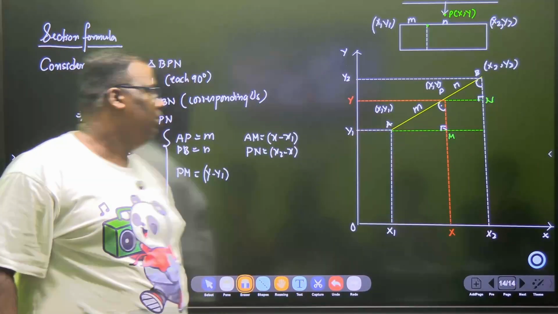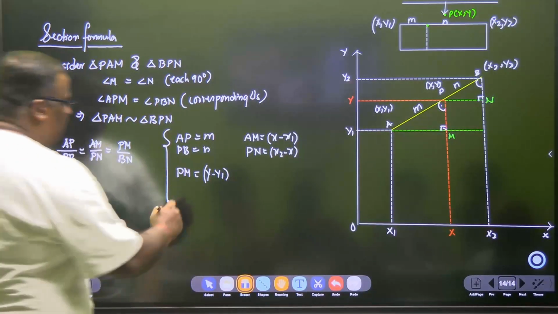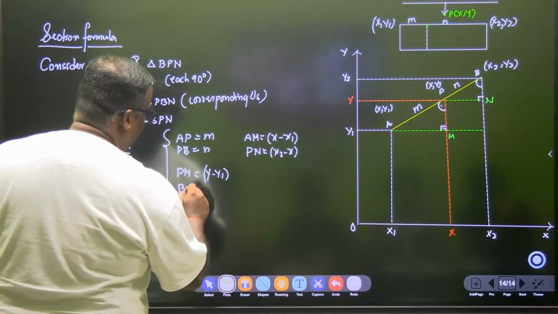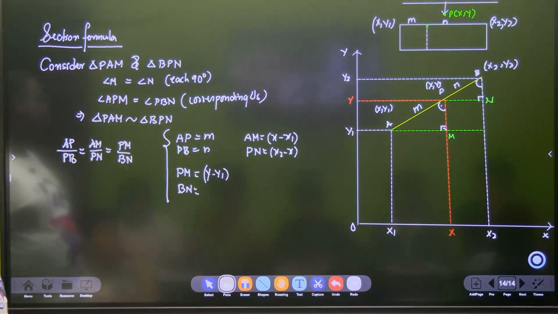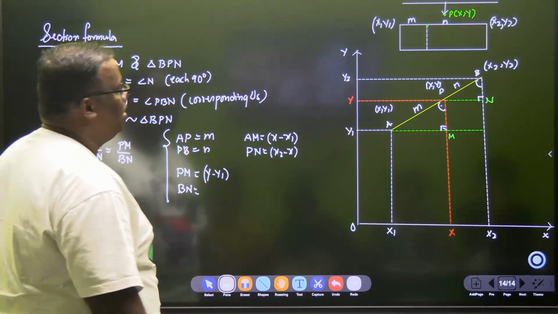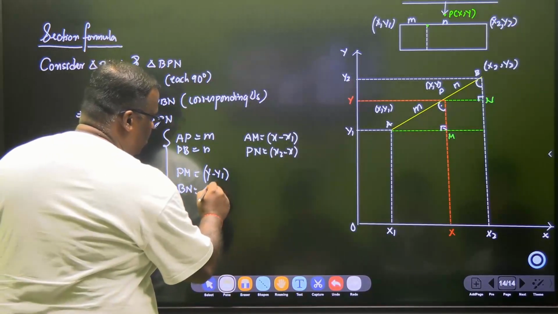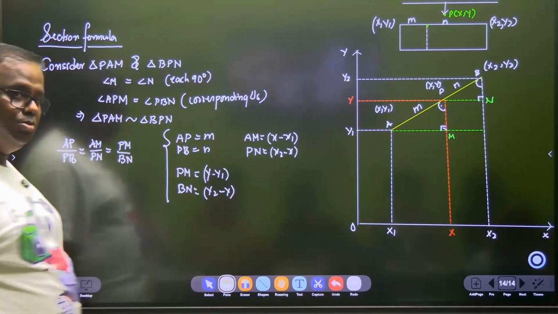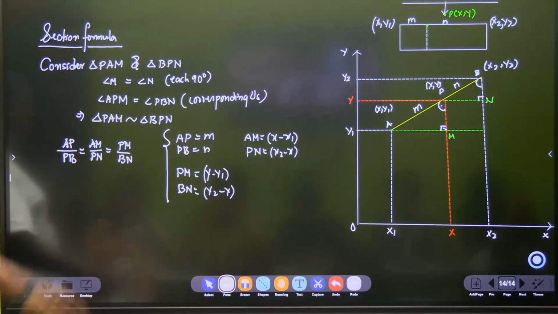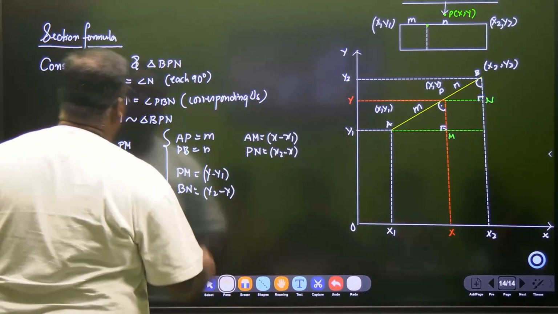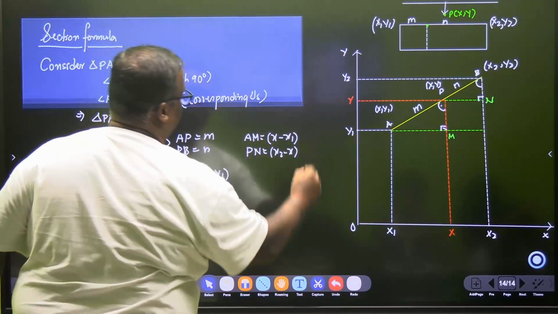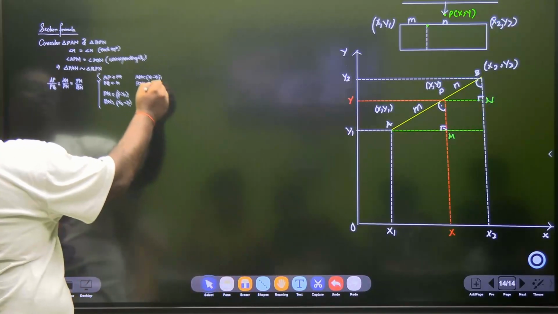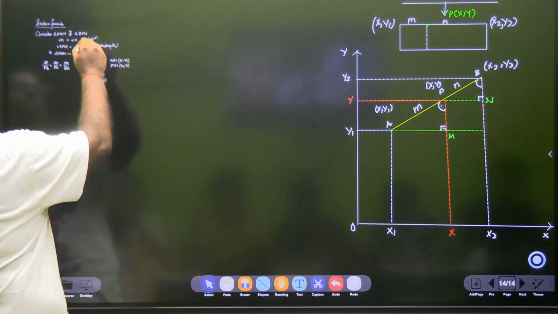Please, चलो, तो हो गया, PM हो गया हमारा. चल, BN क्या होगा? BN is Y2 minus Y. समझ में आया? हो गया सब मेजरमेंट्स. चलो, तो इनको थोड़ा सा छोटा कर लेते हैं. Okay, these are all done, so we'll just make them a little bit small so that I don't change the screen. You have it in your book.